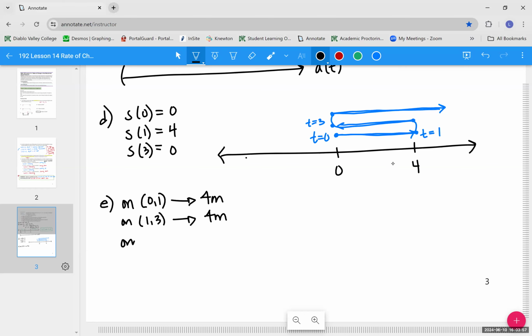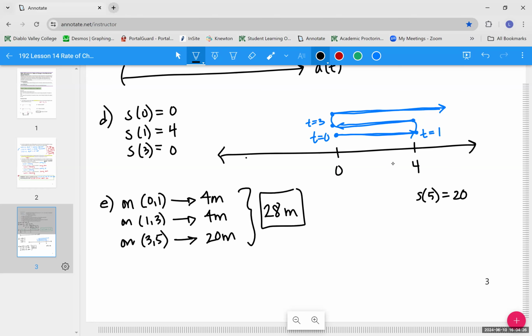And then on 3 to 5, it travels how far? So I'm going to need a quick S of 5. I plugged that in and I got 20. So clearly that's a little off my scale, but if it started at 0 here, and then went to 20, then it traveled 20 meters during that time. So that is a total distance traveled of 28 meters.